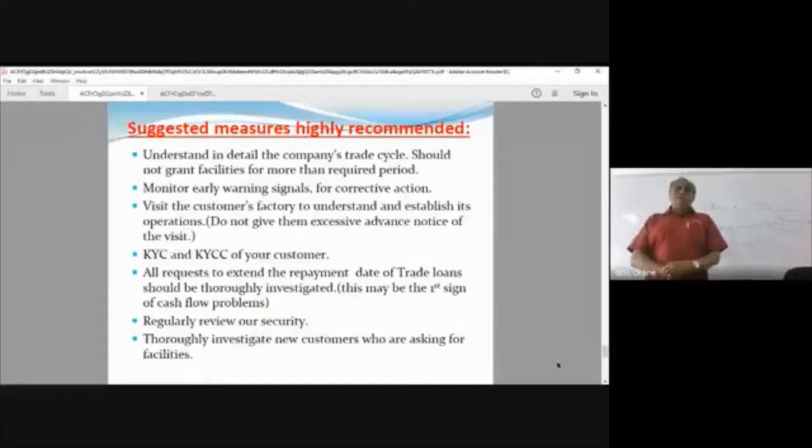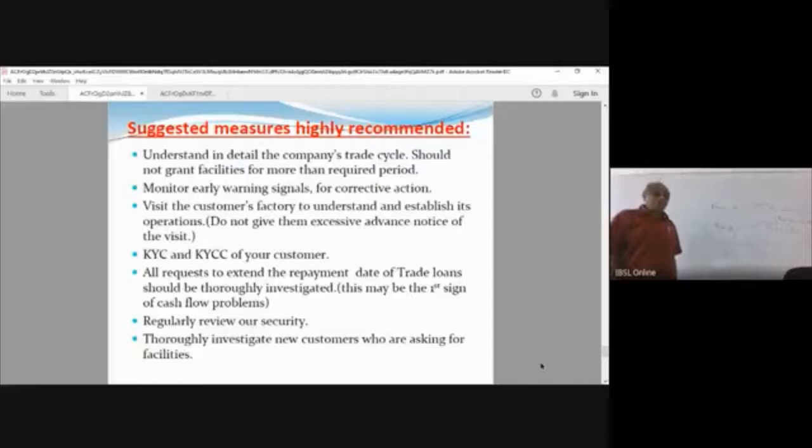KYC and KYCC of your customer. All requests to extend the repayment date of trade loans should be thoroughly investigated. This may be the first sign of a cash flow problem, right? Regularly review our security. Thoroughly investigate new customers who are asking for facilities, right? Okay, I think we have covered all those things, right?